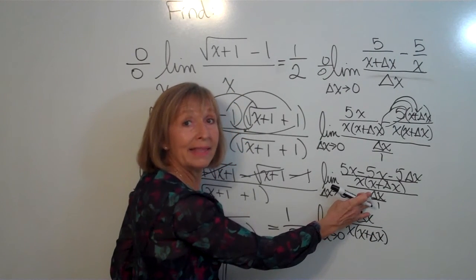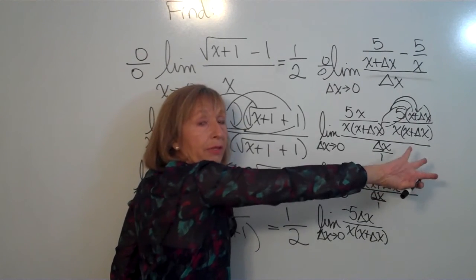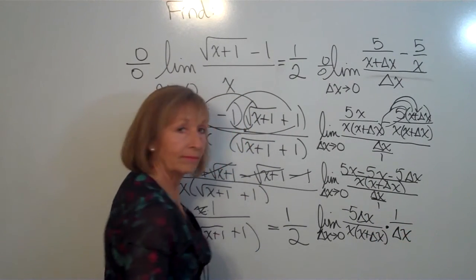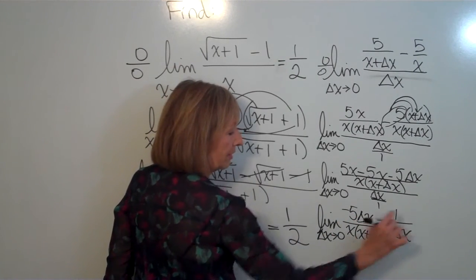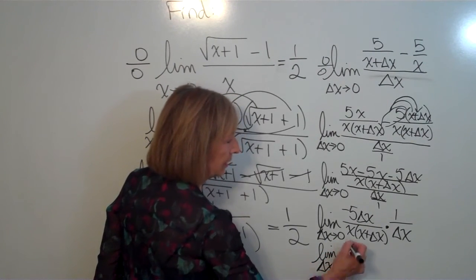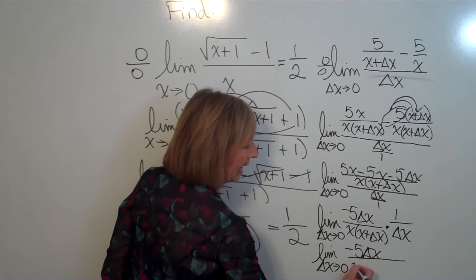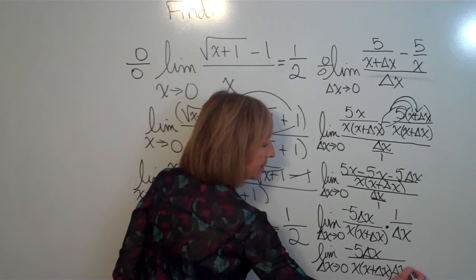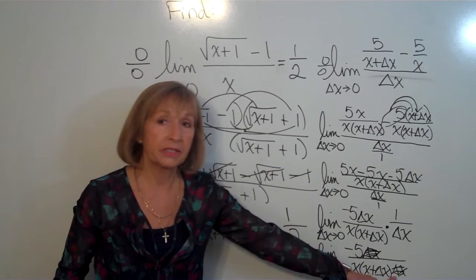And then I'm dividing it by this delta x over 1, so I'm going to take care of that division by multiplying by the reciprocal. So this is times 1 over delta x. Now if I write this as, remember multiplication is straight across the top, straight across the bottom, that's the limit as delta x approaches 0 of negative 5 delta x divided by x times x plus delta x times delta x. And now I can see that common factor of delta x that removes.